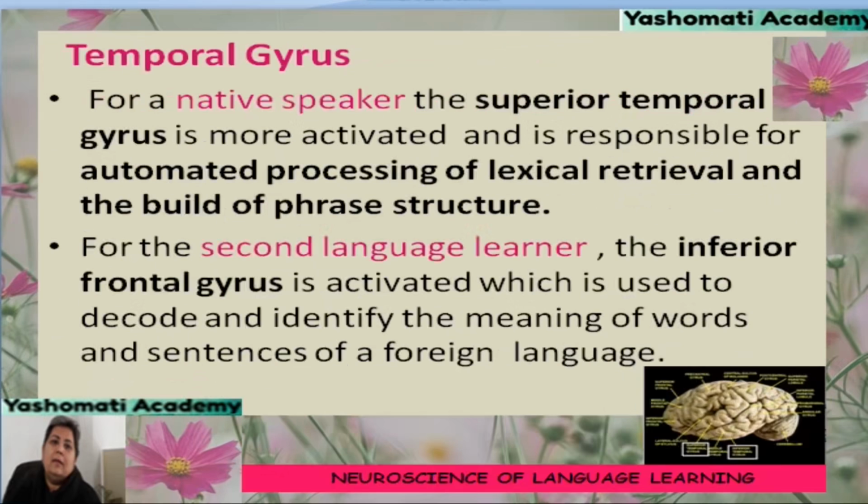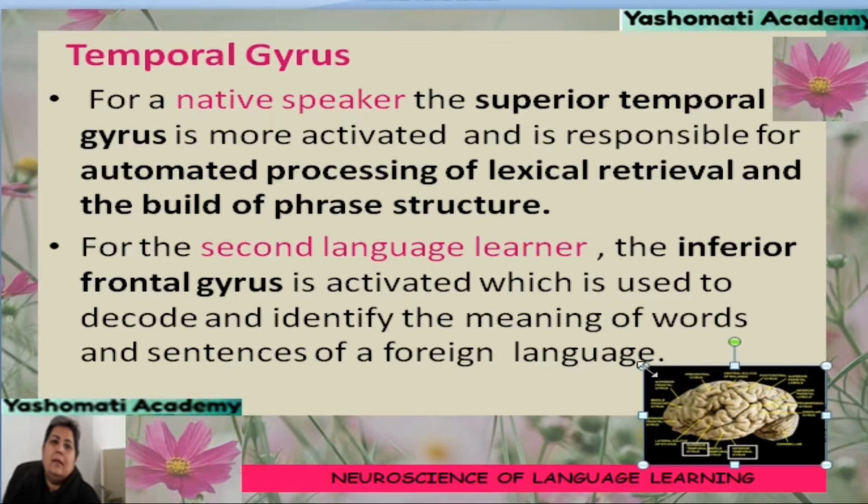So this is how we can perceive a language in written form as well as in auditory form. Another part of the brain which is very important is the temporal gyrus. Gyrus means the elevations or ridges which are formed in the brain. Temporal gyrus means the gyrus which is present in the temporal region. For the native speaker, the superior temporal gyrus is more activated and is responsible for automated processing of lexical retrieval and build of phrase structure.